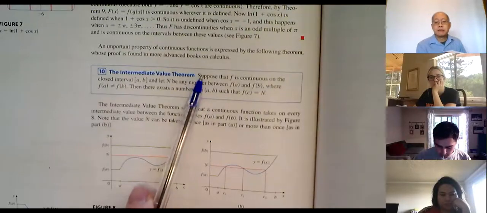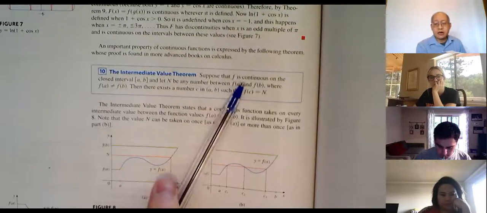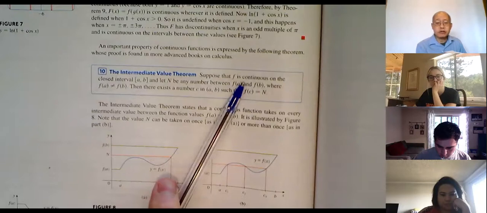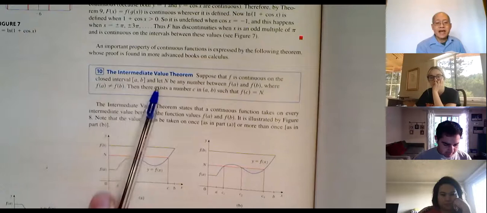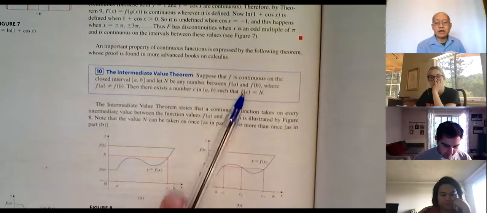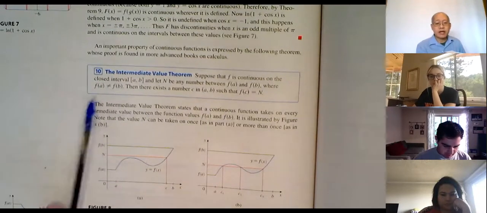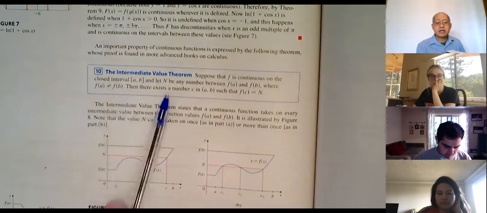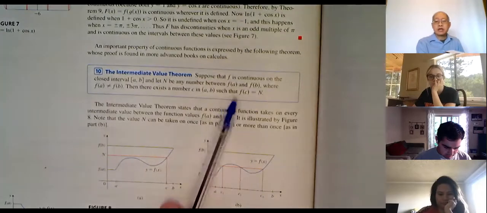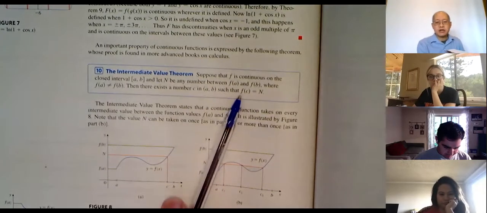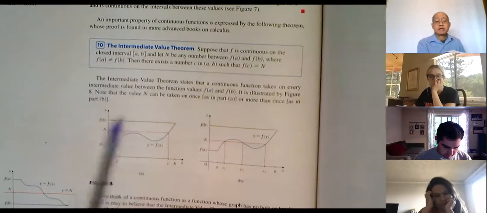It might be kind of hard to read. Suppose that f is continuous, key concept, continuous, no jumps, no gaps, no breaks, on a closed interval from a to b, and let n be any number between f of a and f of b, where f of a is not equal to f of b. Then there exists a number c between a and b, such that f of c equals n. And you say, huh? What are you talking about? Okay, so here's a picture.